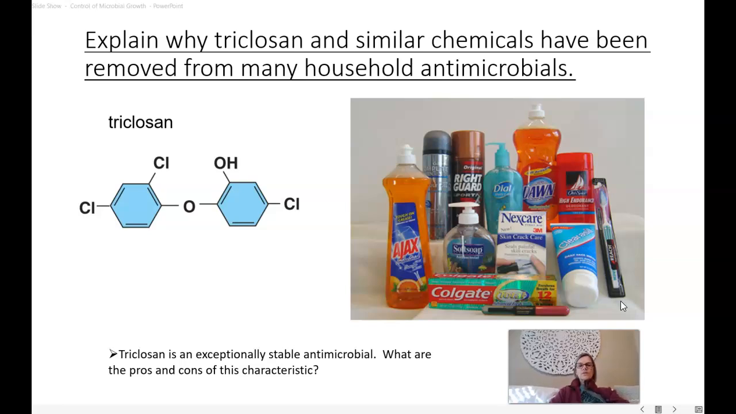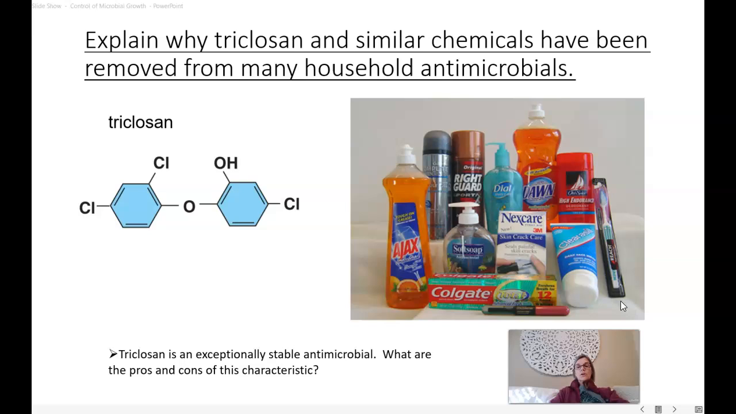So we've got a lot of restrictions on how we use these antimicrobial products. Triclosan was officially banned in hand soap. So if you're looking for an antimicrobial hand soap now, you'll look at the active ingredients and it's not going to have triclosan. It will have something else.